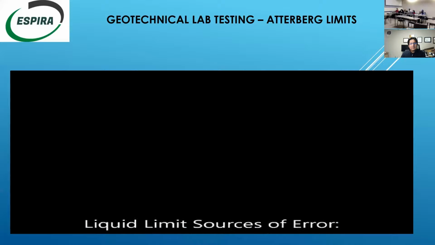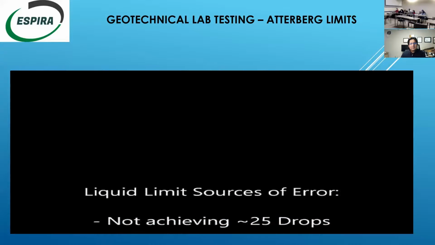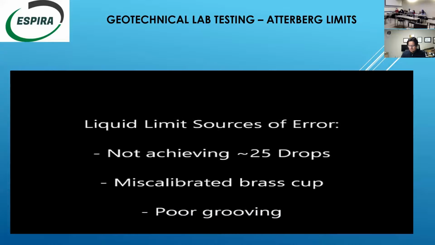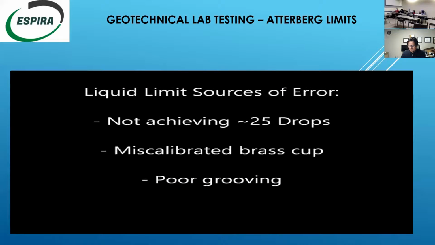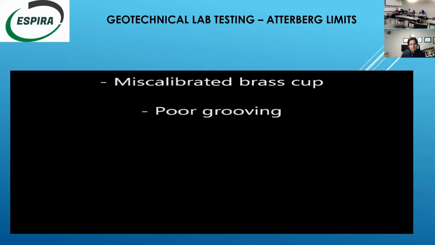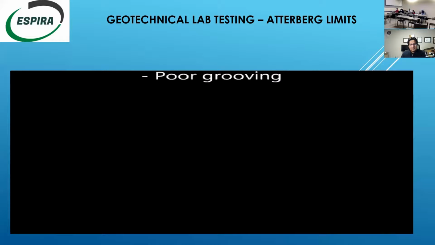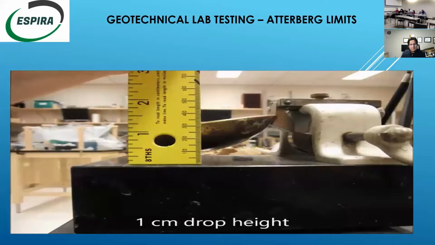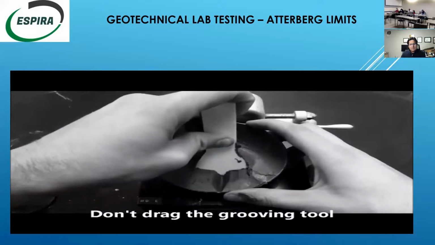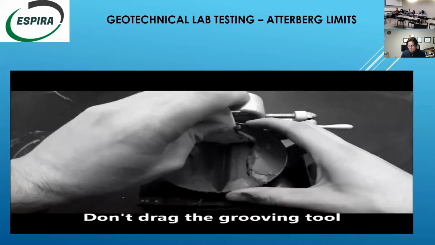For the liquid limit test, errors can result from the wide range of drops that define the liquid limit. Ideally, one should get the groove to close at exactly 25 drops, but due to the trial and error nature of this procedure, achieving the correct number of drops is difficult and time-consuming. Also, the brass cup must be correctly calibrated for the test, having a 1 centimeter drop. A height that is greater or less than 1 centimeter could lead to erroneous results. Dragging the grooving tool can also disturb the soil sample and lead to an early or late closing.